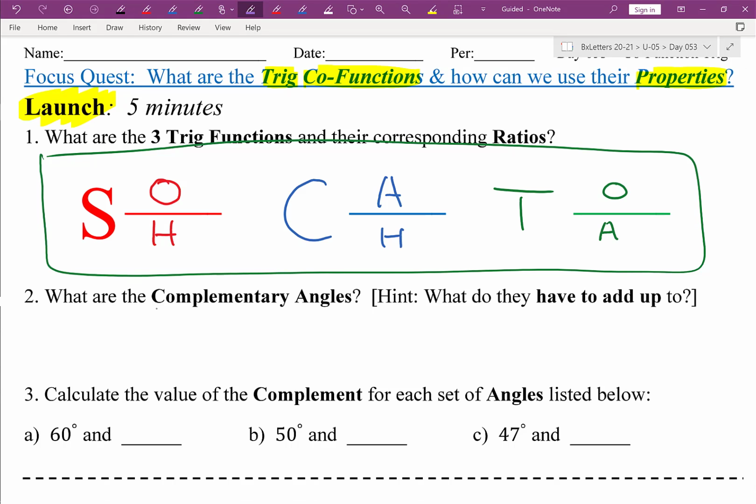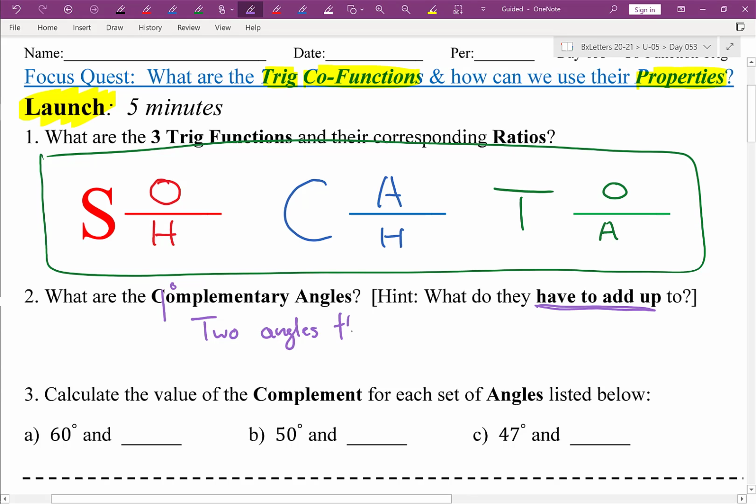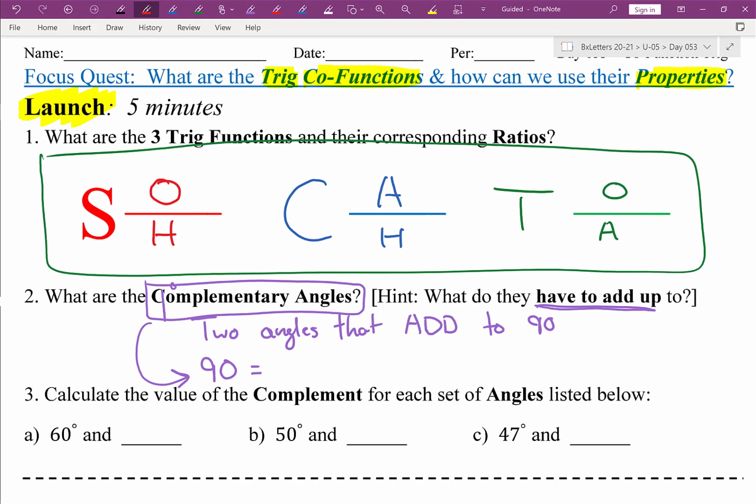The next question is a throwback. This is a really old one. What are complementary angles? My hint was, what do they have to add up to? And the word complementary is supposed to remind you it's two angles that add to 90. Whenever you have complementary angles, you write down the number 90 and then fill in the blank: some angle plus some other angle.